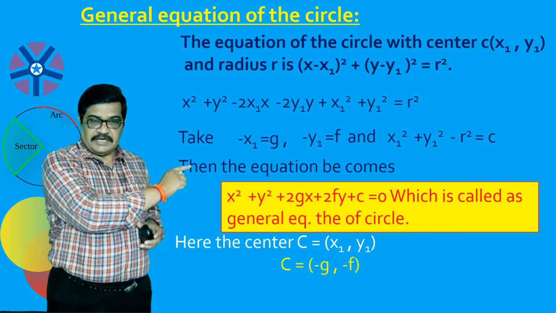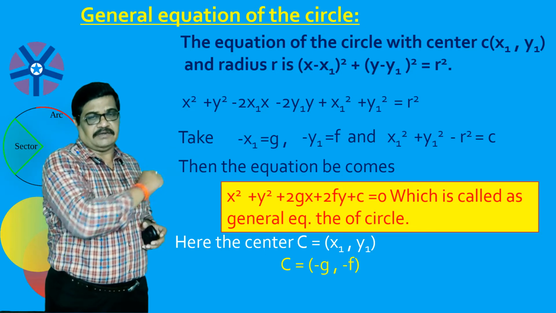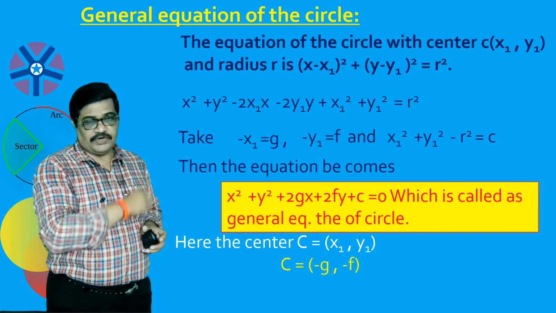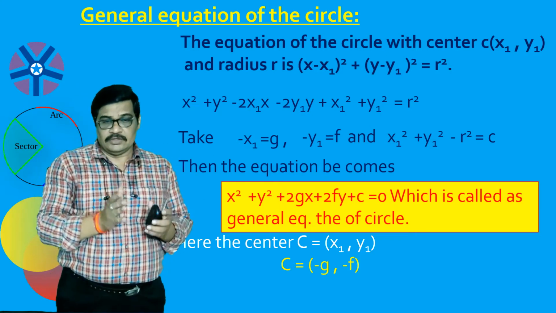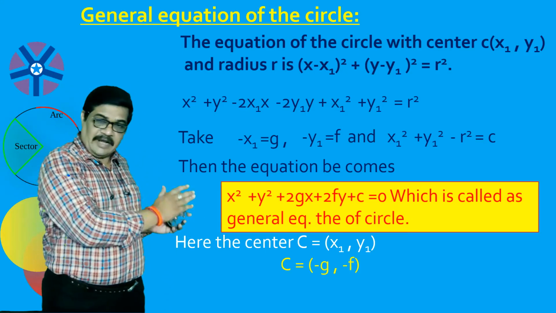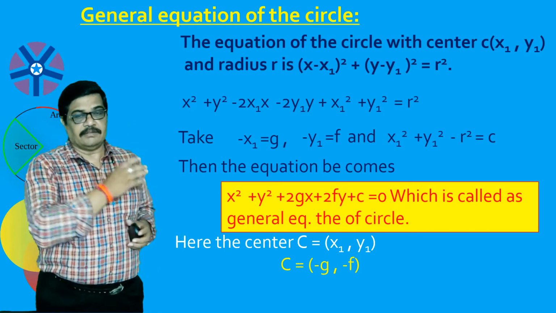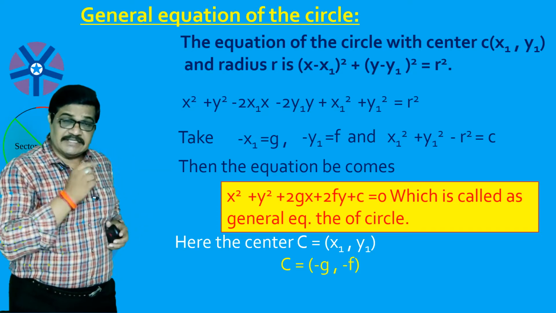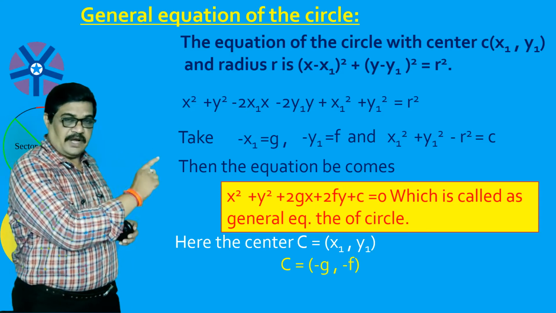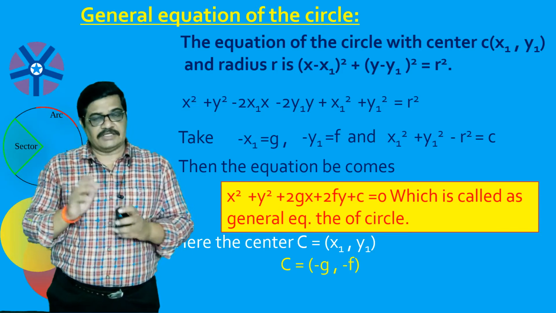So here the center x1, y1 can be written in the general equation form in g and f. So what is x1 here? Minus g. What is y1? Minus f. So the center of the general equation of the circle is minus g, minus f. What is the center of the general equation of the circle? Minus g, minus f. That is nothing but minus x coefficient by 2 and minus y coefficient by 2. That is the center of the general equation of the circle.